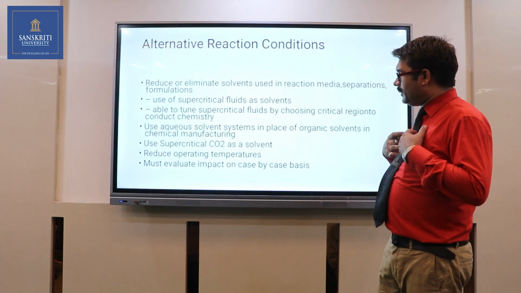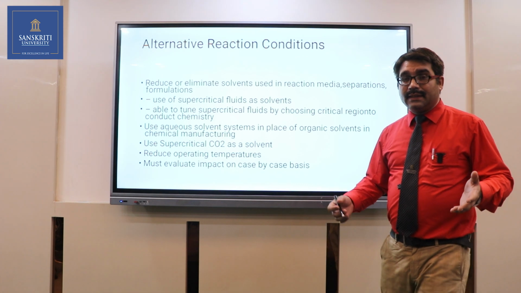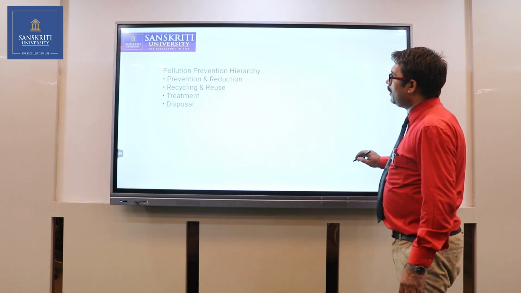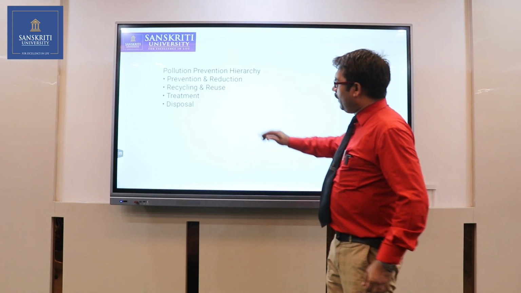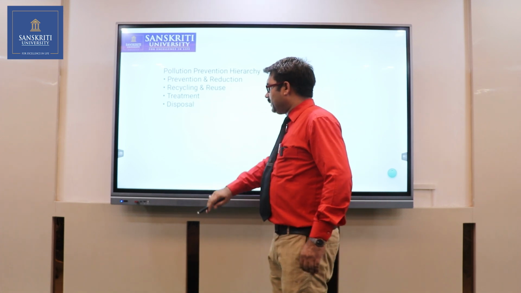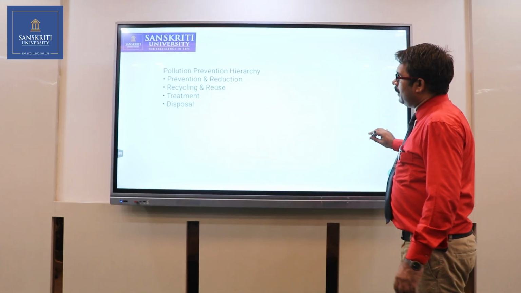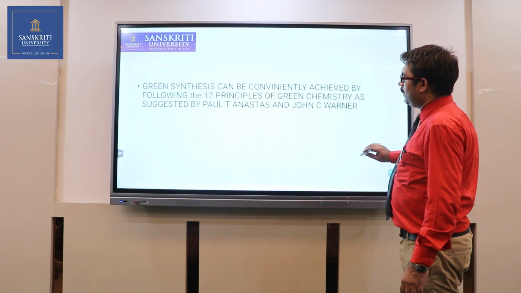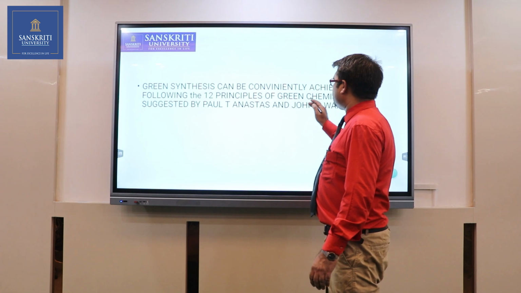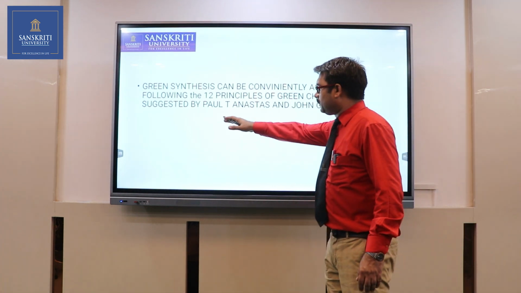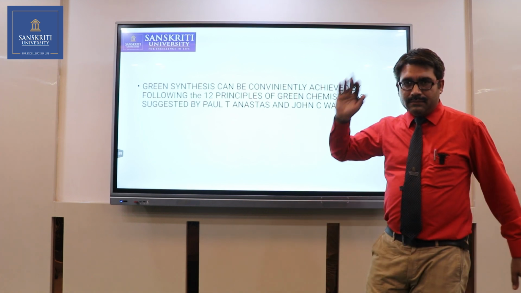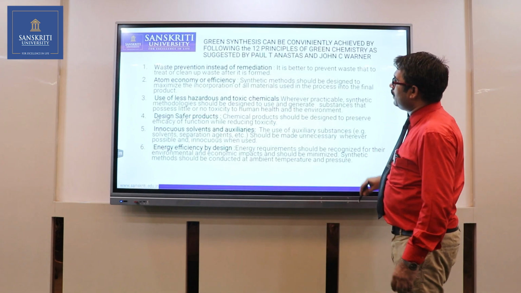So, our aim is to perform the reaction at ambient temperature and pressure. We prevent pollution by recycling and reuse, treatment, disposal, all these things are used for pollution prevention. Green chemistry can be conveniently achieved by following the 12 principles of green chemistry as suggested by Paul Anastas and John C. Warner. What are these principles?